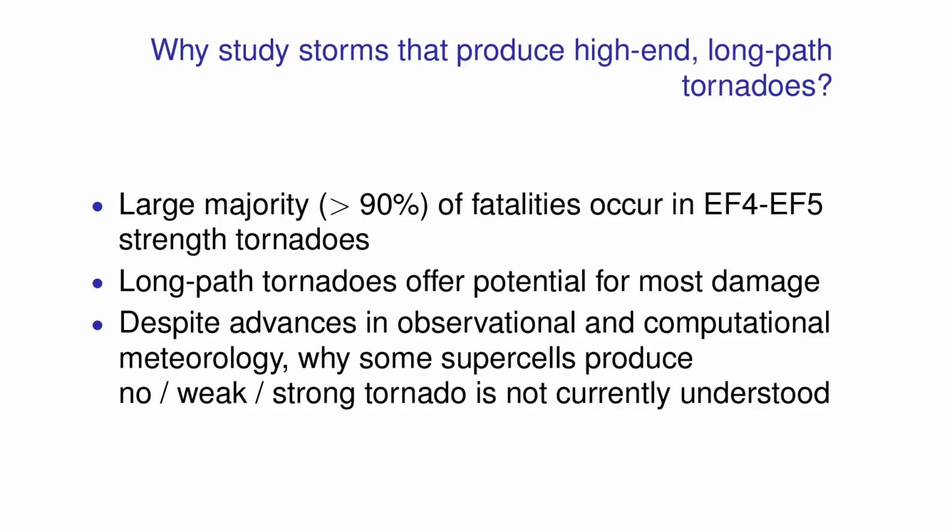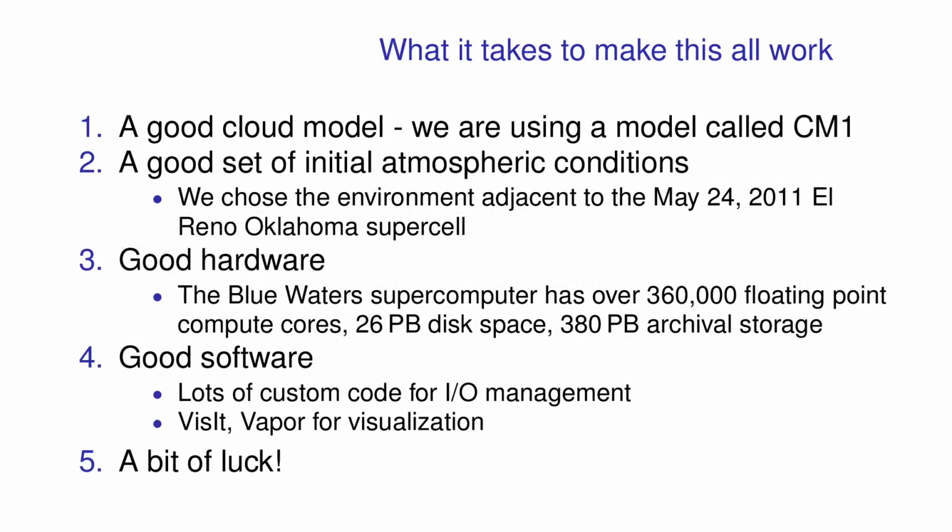So I'm looking at the top end tornadoes. I'm trying only to study those. I'm not trying to say that what I'm doing applies to all supercells and all tornadoes. No, I'm only looking for these high end EF5 long track storms. So how do you do this?